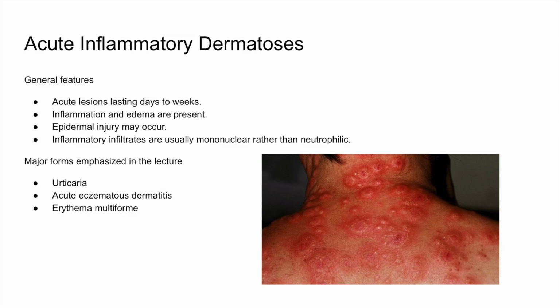acute eczematous dermatitis produces spongiosis, meaning intercellular edema within the epidermis. Erythema multiforme produces an interface reaction with lymphocytes near the dermal-epidermal junction and apoptotic keratinocytes.